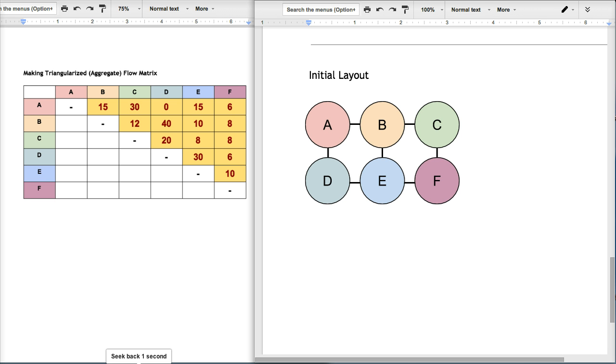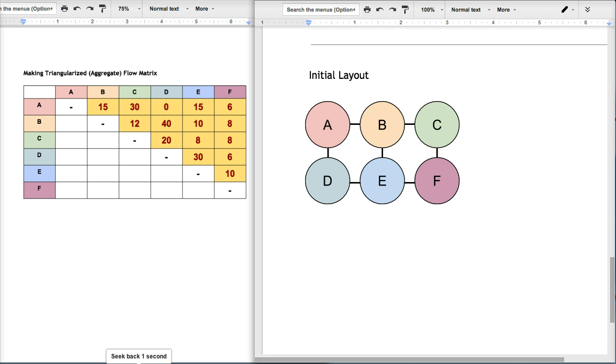Let's take an initial layout. In this example, just because we've labeled the buildings A, B, C, D, E, and F, I'm going to lay them out in that alphabetical way, but really there's no higher meaning in that layout. I just have to have some starting point, and that's the starting point that I'm choosing here.